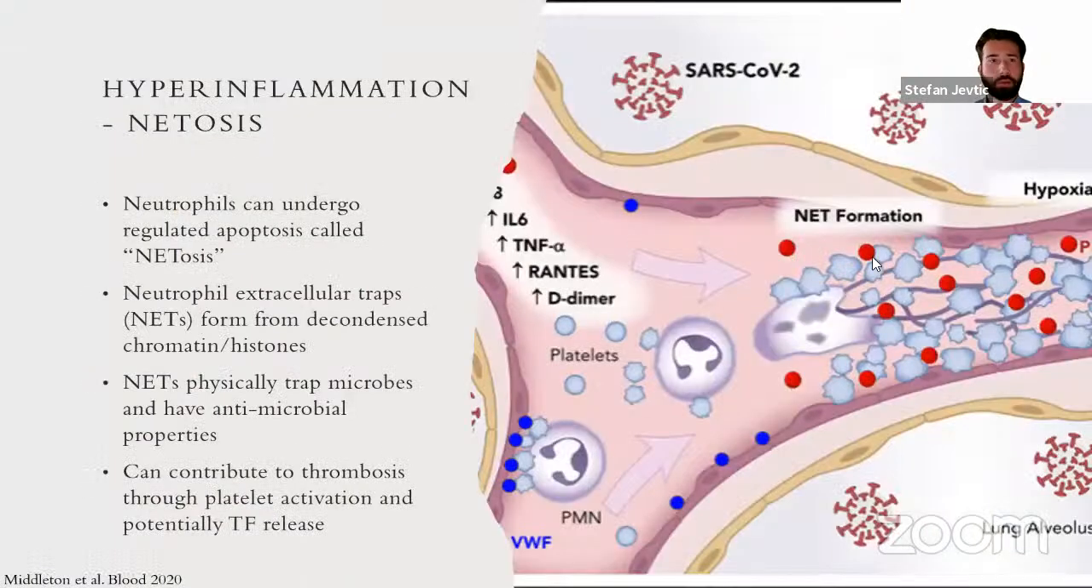One component of the innate immune system is obviously neutrophils, who are generally first-line responders to any pathogen infection. Neutrophils are quite unique in that they can undergo a process called NETosis, which stands for neutrophil extracellular trap formation. This is a very regulated form of apoptosis that involves decondensed chromatin and histones that are released from the neutrophil. They not only serve to physically trap microbes and pathogens, but also contain bactericidal and other antimicrobial proteins on their surface. Unfortunately, this can contribute to thrombosis, both through activating platelets, and some studies have even suggested releasing tissue factor during this process.